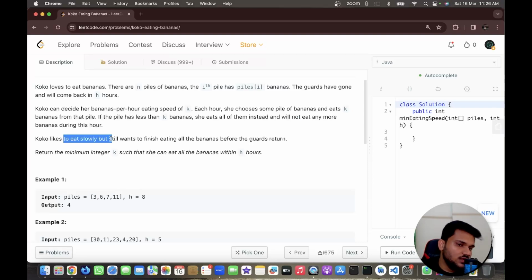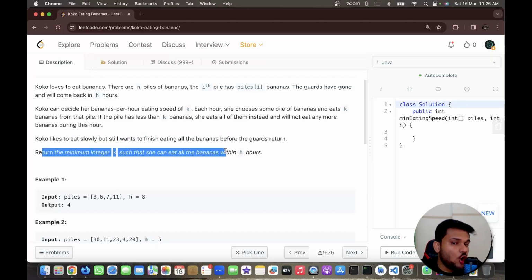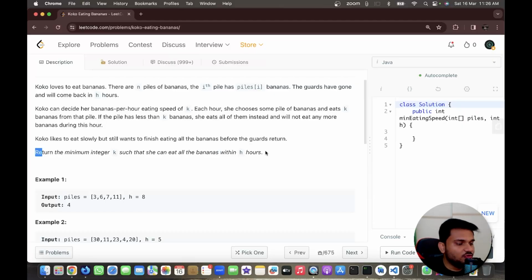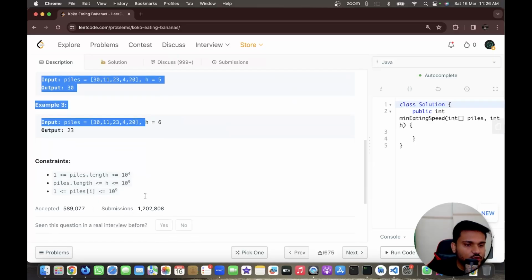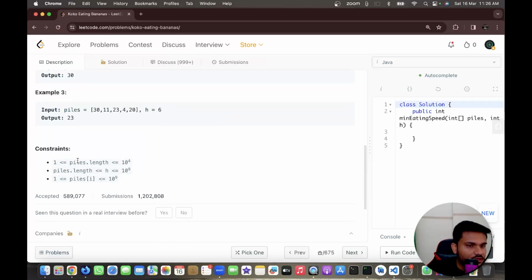Koko likes to eat slowly, but still wants to finish eating all the bananas. You want to find the minimum speed such that she can eat all the bananas within H hours. So you need to figure out the minimum possible speed with which she can eat all the bananas, right? Okay. You can see these are the test cases given to you. And if you see the constraints, the number of elements in piles is up to 10 raised to the power 4. H can be as big as 10 raised to the power 9.